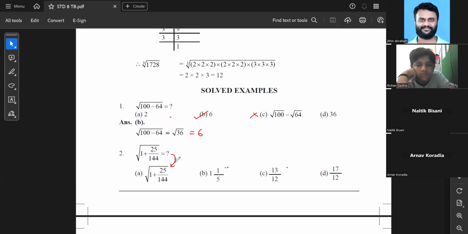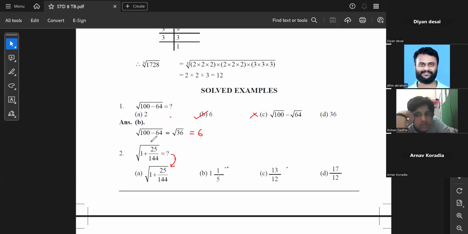Why? Because generally, we never have a style of repeating the question as it is in the answer. There is always a style of simplifying the question somehow. So always try to simplify the question first. If the simplified format of the question is not matching with any of these, then only you will say that this is the correct answer.